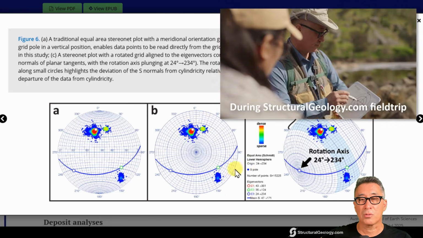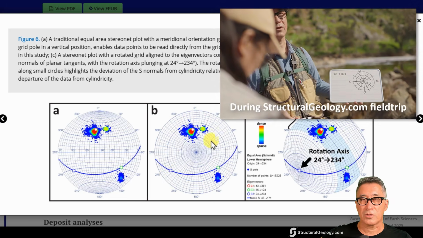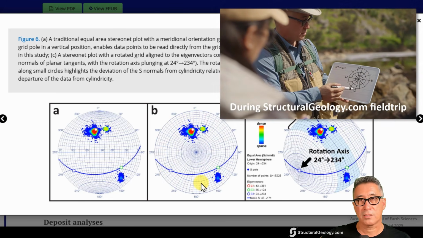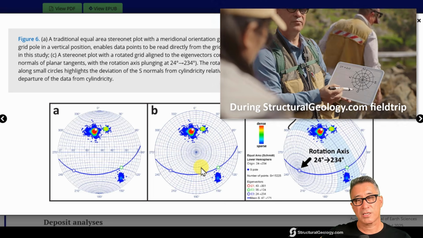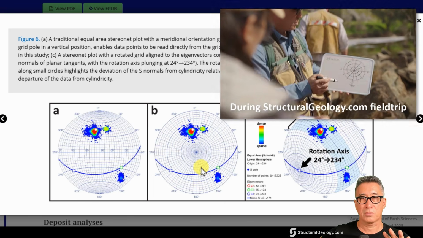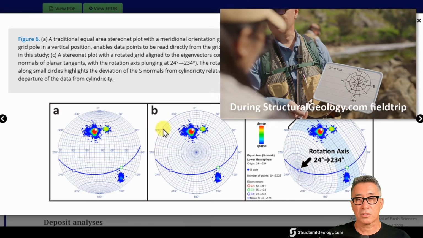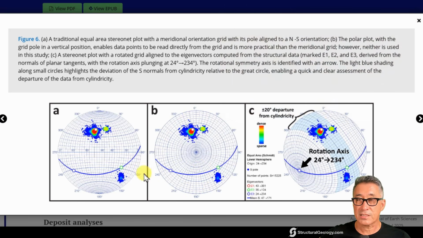This is a polar plot. This is quite useful. In fact, you can even draw it by hand in the field and then place your measurements on this plot. So I think it's a very useful plot. Whereas this one, you can't actually plot anything with that grid. So I have a problem with this grid.